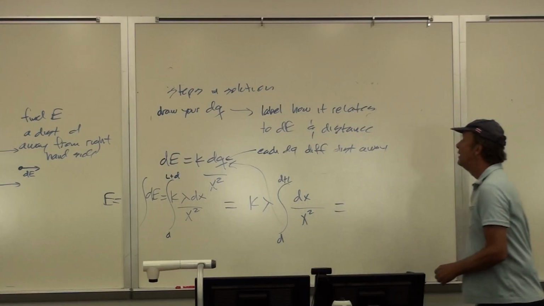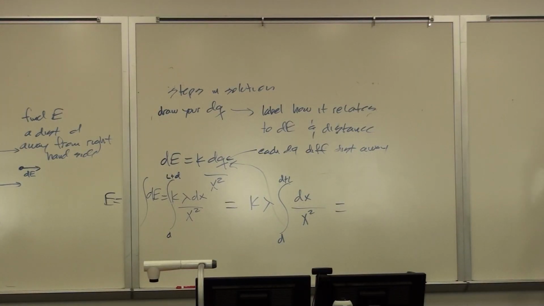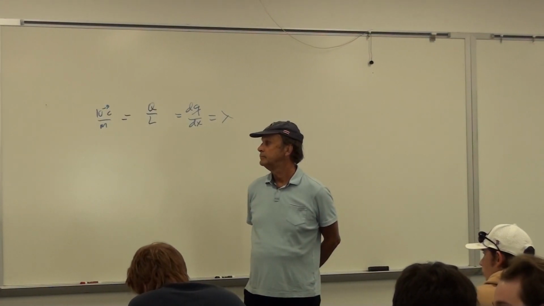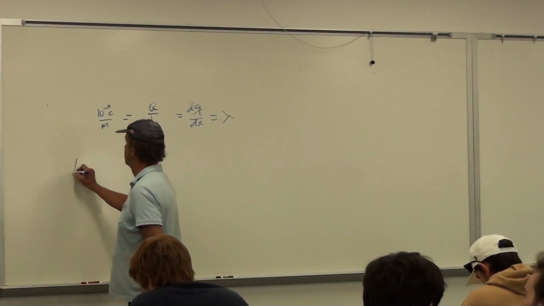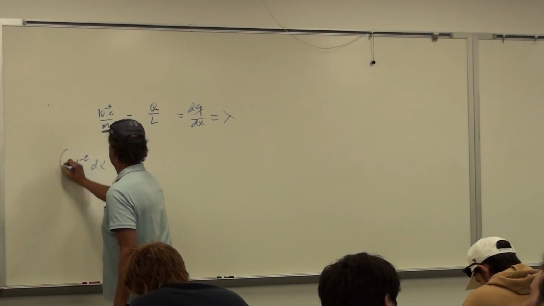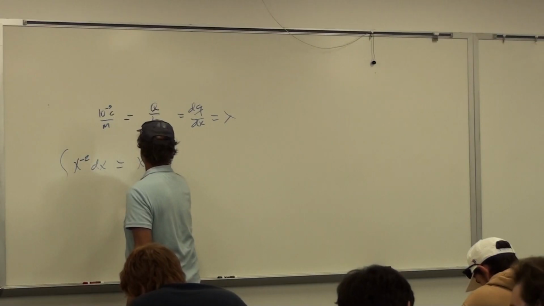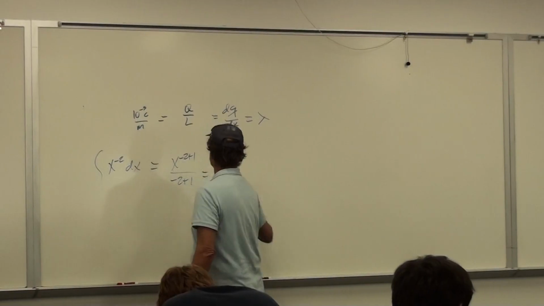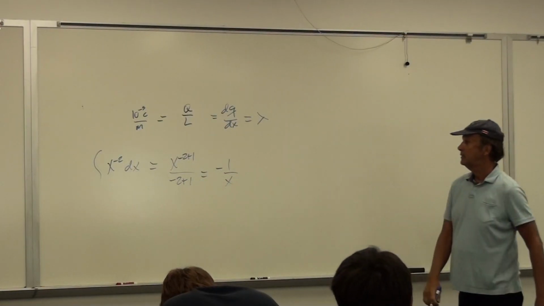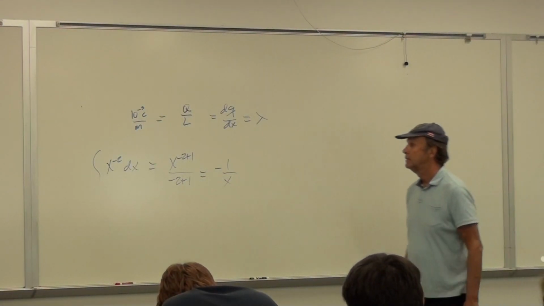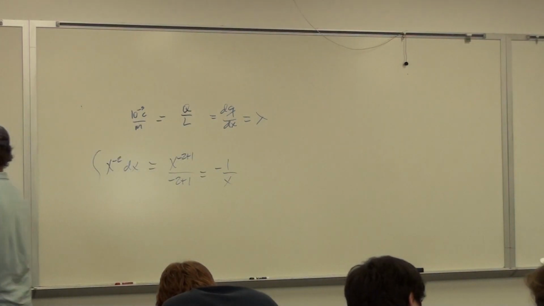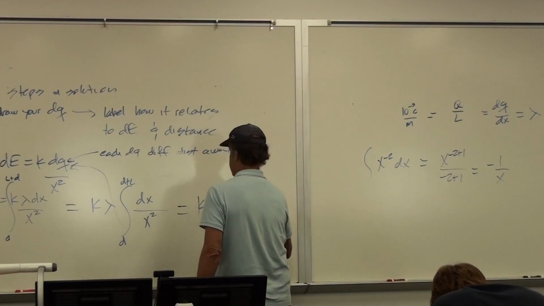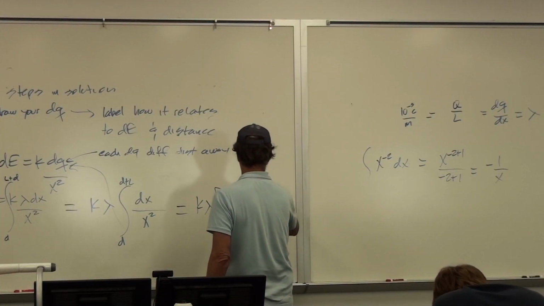Keep going. K lambda, dx over x squared, what's the integral of that? That's equal to x to the minus 2 plus 1 divided by minus 2 plus 1, or minus 1 over x. Does that look right? Are you okay with that? Okay, so this is going to be k lambda times minus 1 over x, evaluated from d to d plus L.